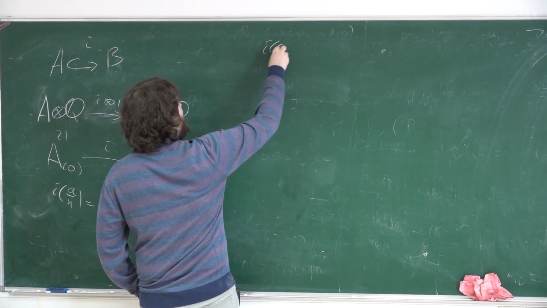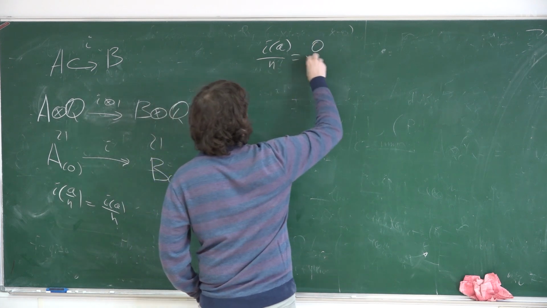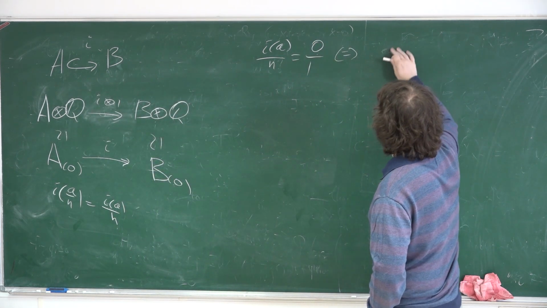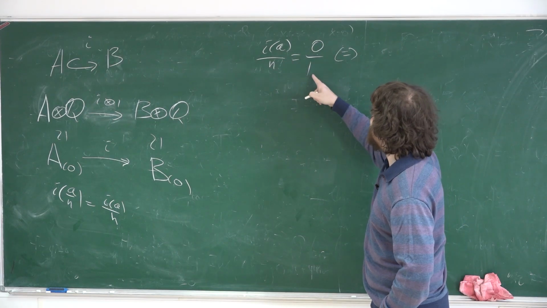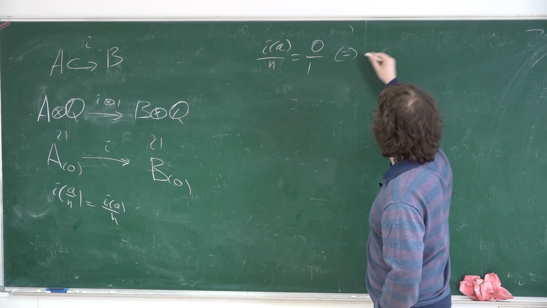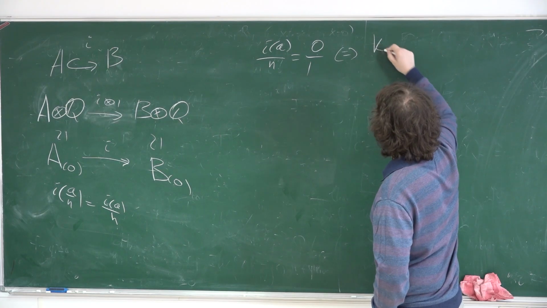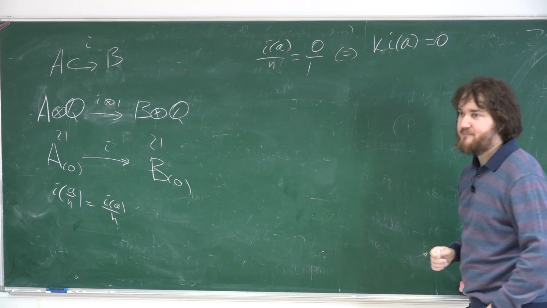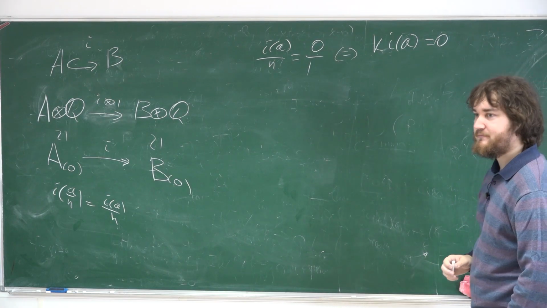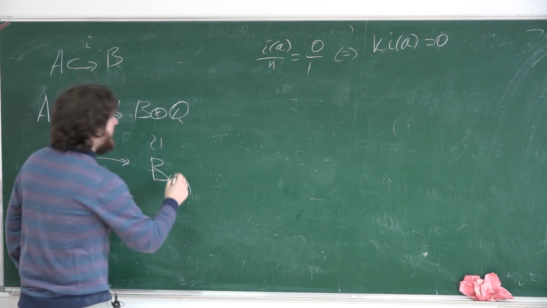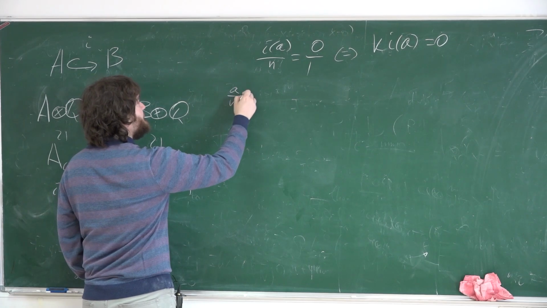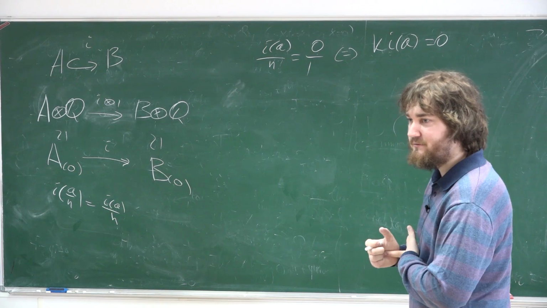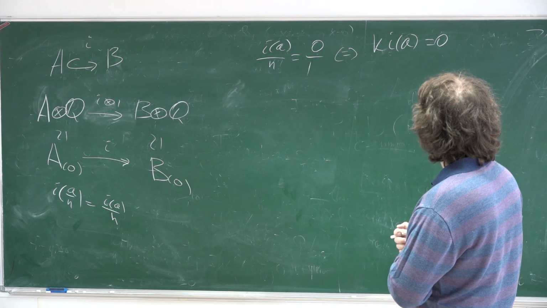If ian is 0, 0 is 0, 1. By my relation, this means that ai on 1 is 0, and for some k, k i a is 0. It's by definition of my relation. Why are we considering K, AI divided by N? It's the image.